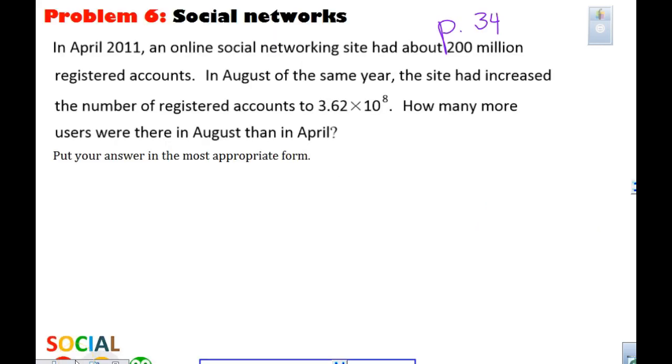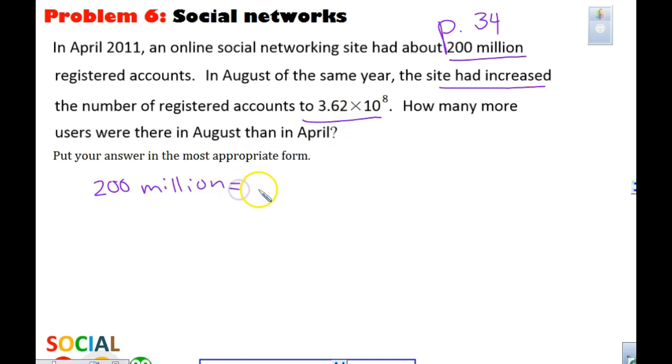Please read the example. In April 2011, an online social networking site had about 200 million registered accounts. In August of the next year, the site had increased the number of registered accounts to 3.62 times 10 to the 8th power. How many more users were there in August than in April? So first off, how many times did it increase? So it increased the registered number of accounts to this number, right?